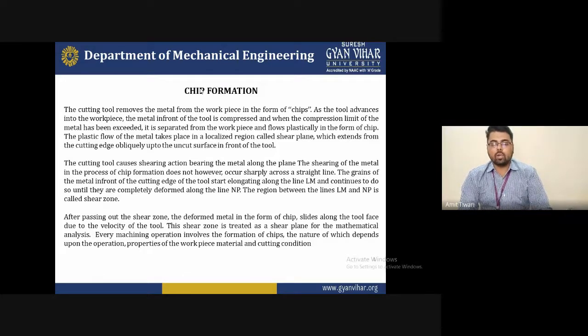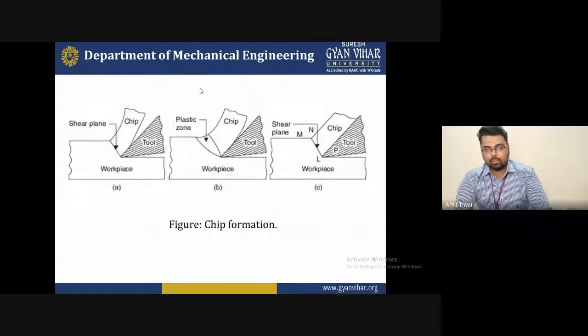Every machining operation involves the formation of chip, the nature of which depends upon the operation, properties of the workpiece material, and cutting conditions. So basically, what happens in the chip formation? I'm just showing it in the diagram. This is the formation of chip, divided into three categories. First formation is phase A.